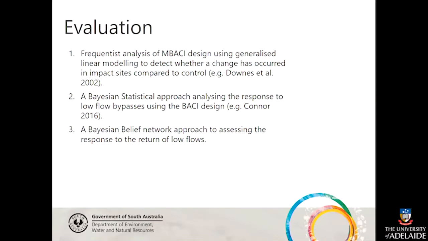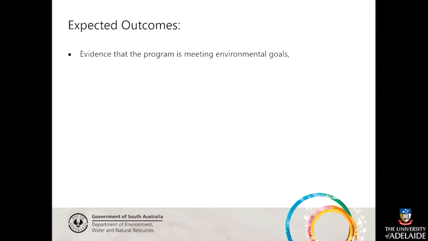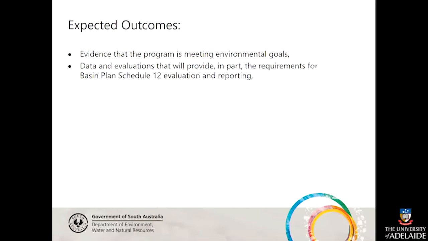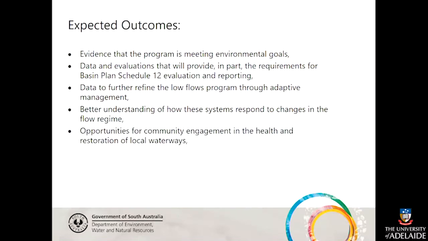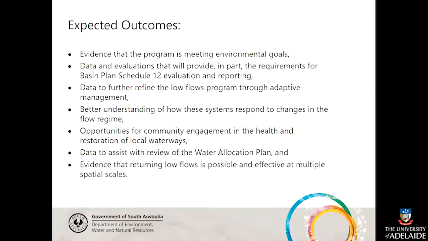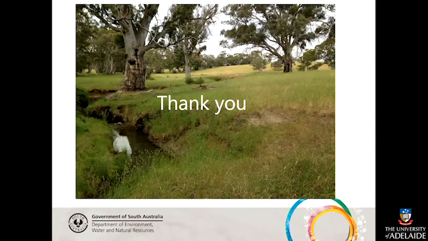The expected outcomes for the project are: evidence that the program is or isn't meeting its goals; data and evaluations that will provide some of the requirements for the basin plan; data to further refine the low flows program through adaptive management; a better understanding of how the systems respond to changes in the flow regime; an opportunity for community engagement in the health and restoration of local waterways, with that complementary project that's happening; data to assist ultimately with the review of the water allocation plan; and evidence that returning low flows is possible and effective at multiple spatial scales. Thank you very much.